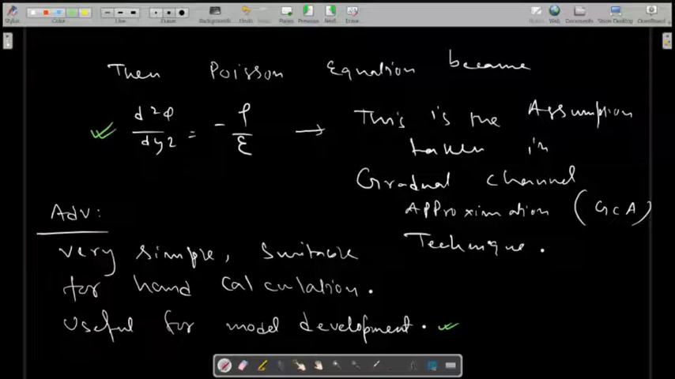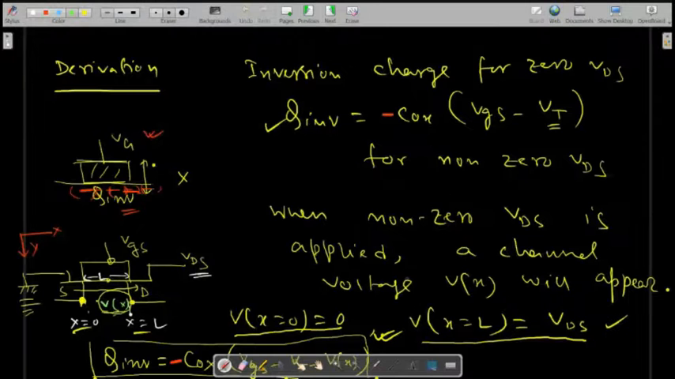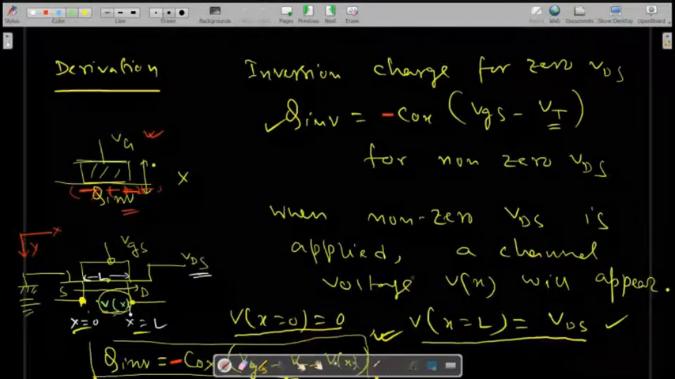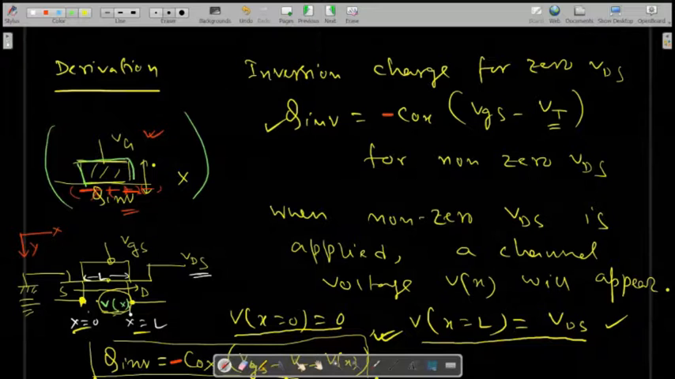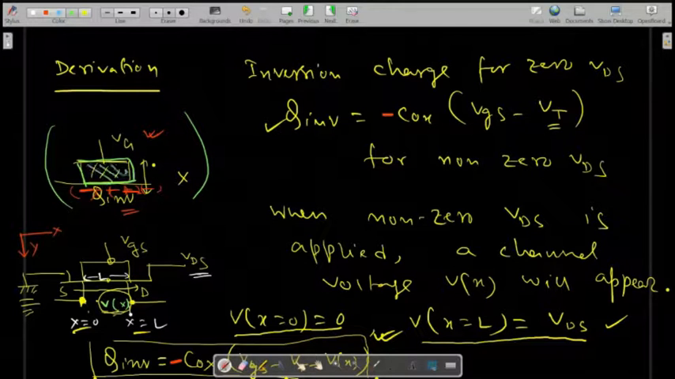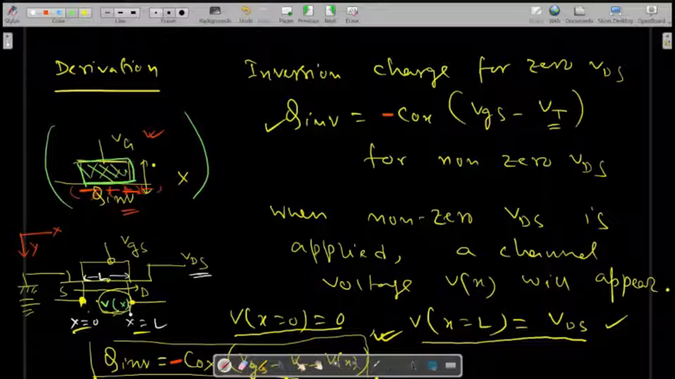Okay, so let us see how we can apply this technique to formulate a model. Let us take a MOSFET like this. Here, this is the gate region, this is the oxide region, TOX, and this is the Q inversion. That means an inversion layer will be formed here when you apply some positive gate voltage. We are talking about an NMOS.